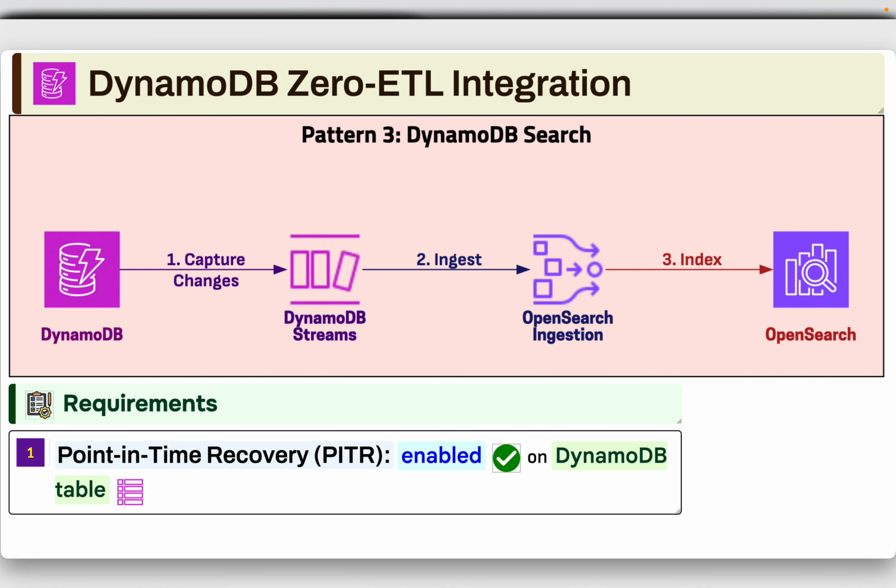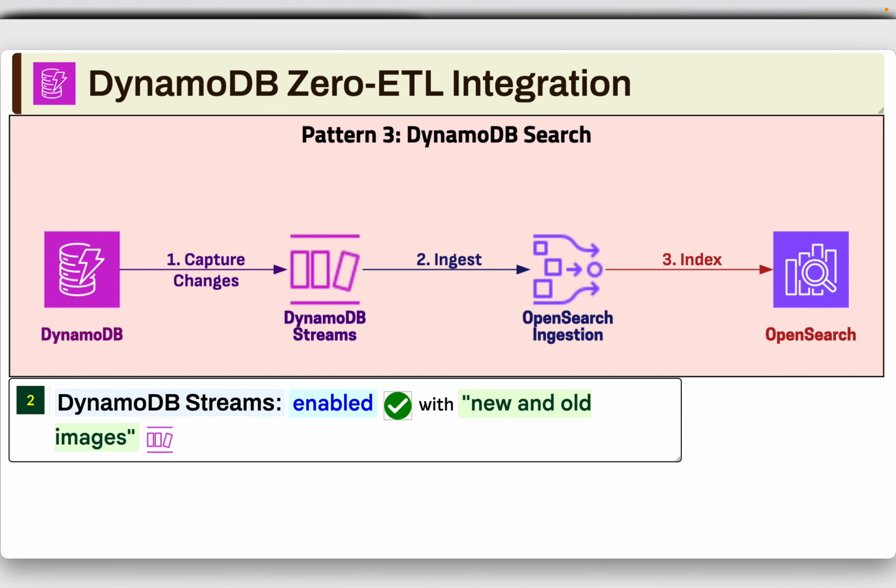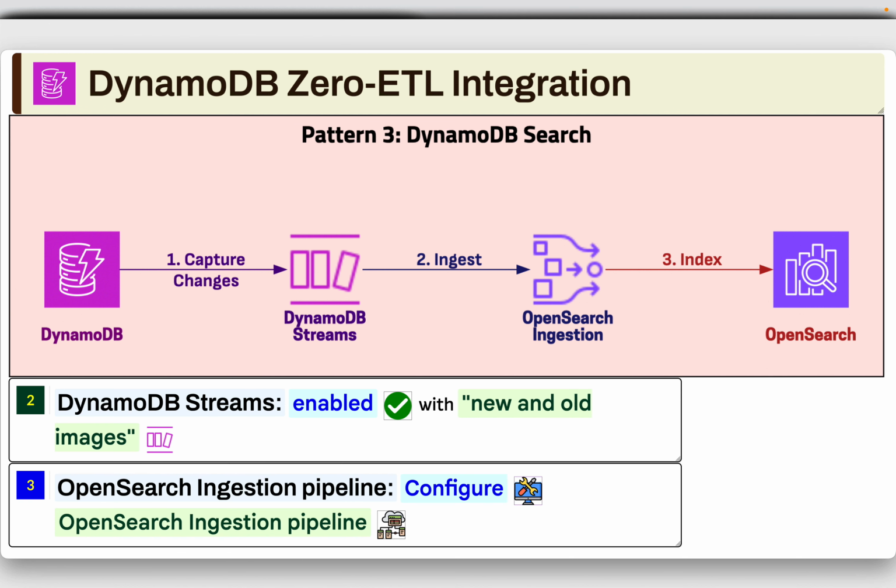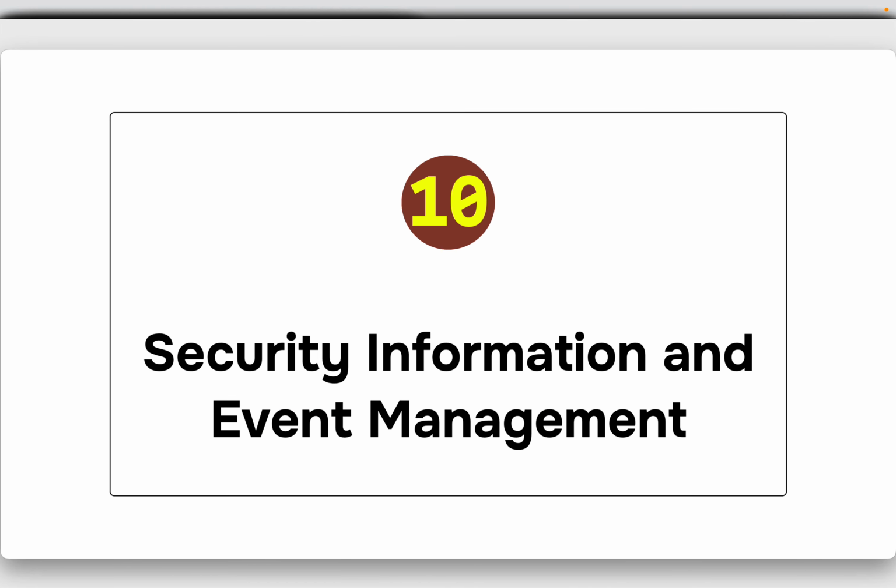Some requirements. So first, point-in-time recovery must be enabled on the DynamoDB table for the initial data export to S3. DynamoDB Streams must be enabled with the new and old images view type to capture all changes. OpenSearch Ingestion pipeline: you need to configure an OpenSearch Ingestion pipeline to process the data from DynamoDB.